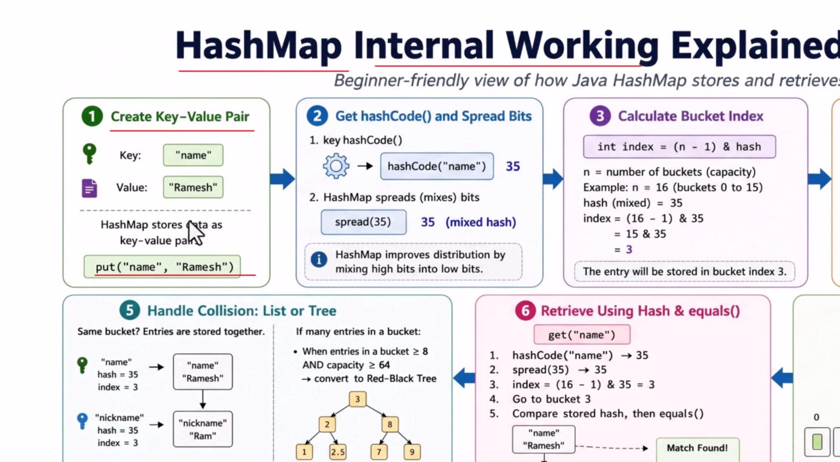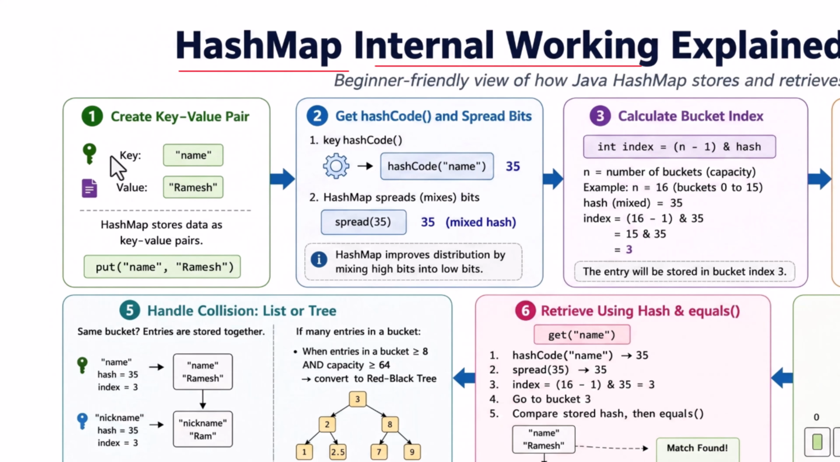Now the important question is this: how does HashMap decide where to store this entry? And when we call get using the same key, how does HashMap find the value quickly? Let's understand the complete process step by step.